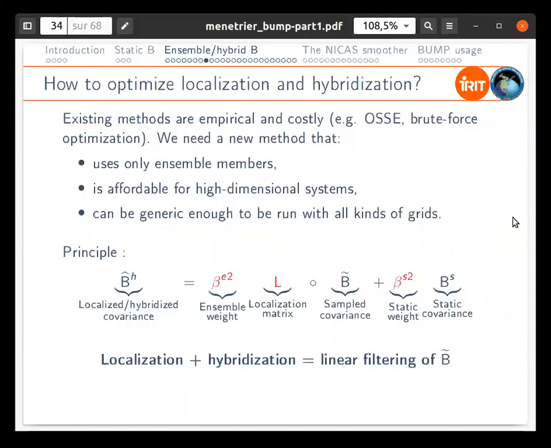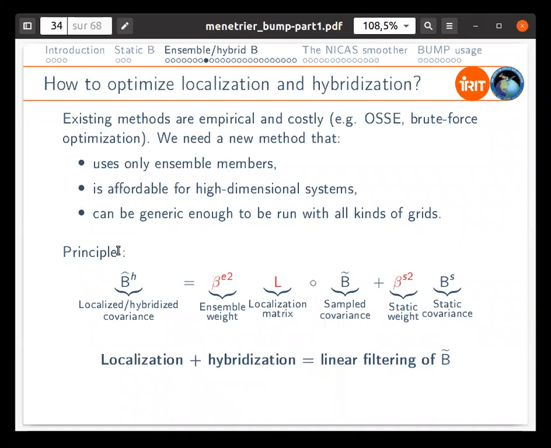So to optimize the localization and the hybridization, I developed a method because most existing methods were empirical and quite costly. It was like brute force optimization or OSSEs. And so I wanted a method that could use only the ensemble members, no observations here, that would be affordable for high-dimensional systems and generic enough to run with all kinds of grids.